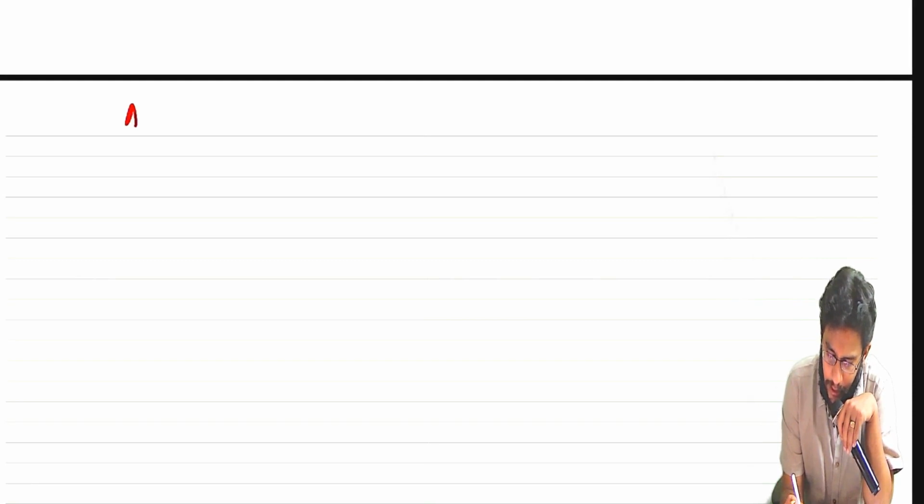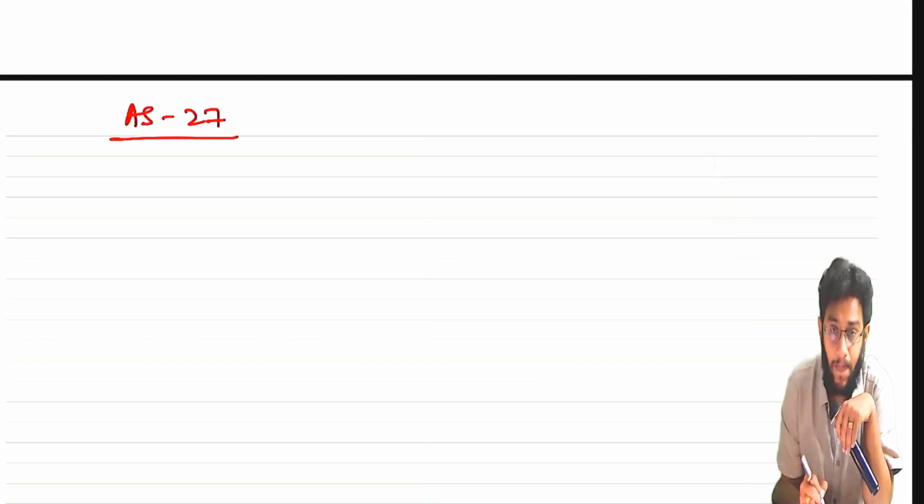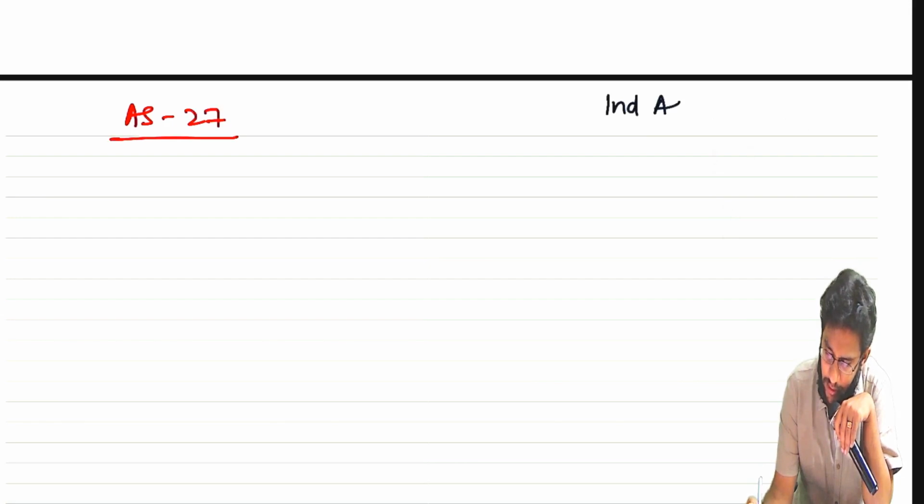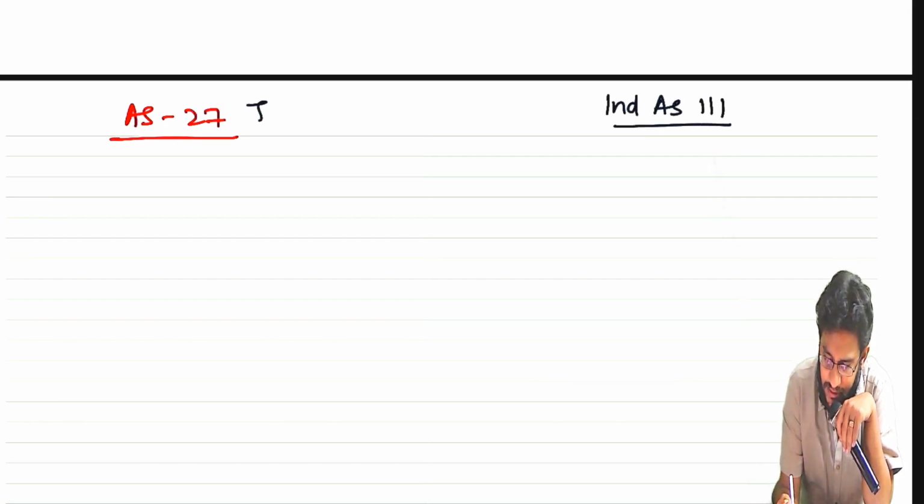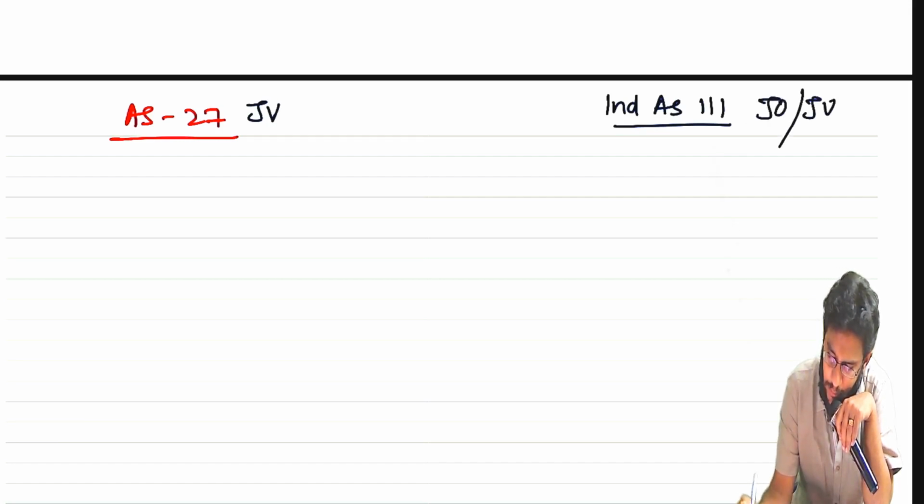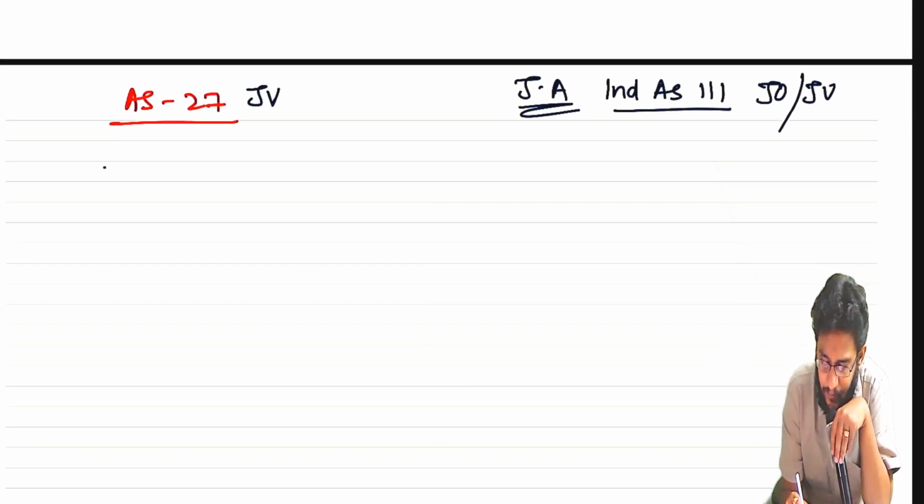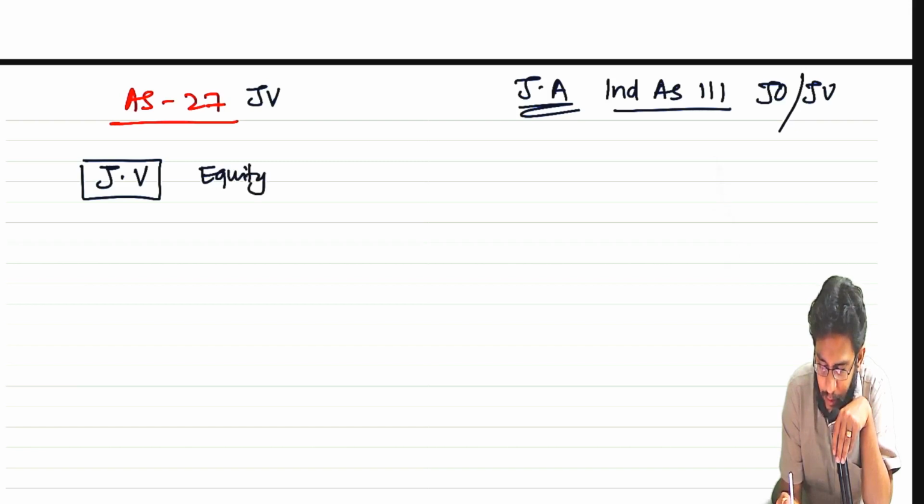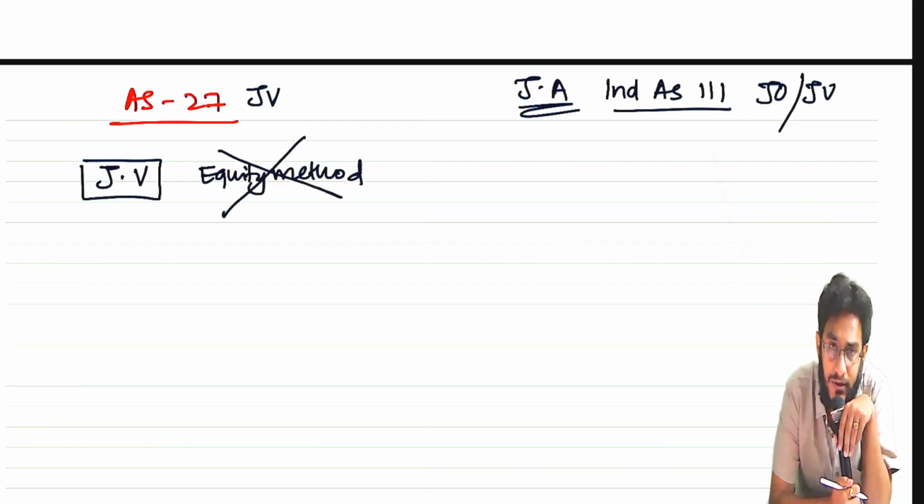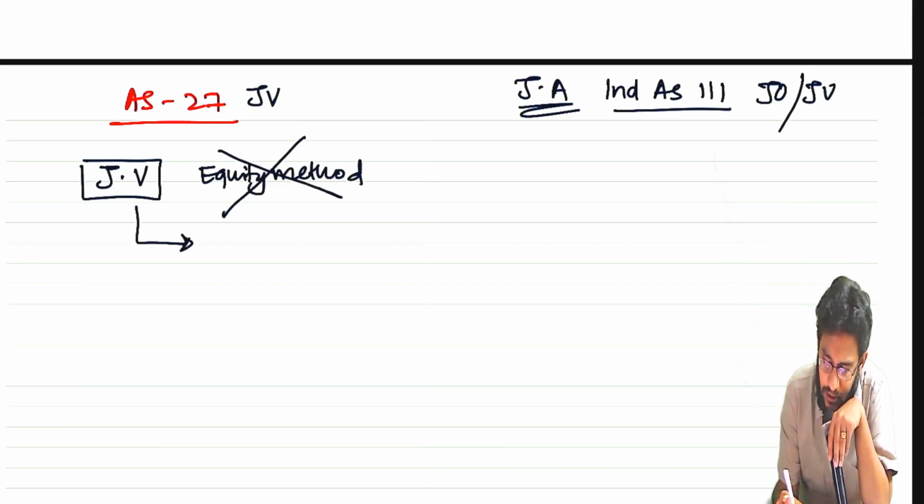I am talking about Accounting Standard 27, the older one. And then we have our Ind AS 111, which is joint arrangements. This also covers joint ventures; here both joint operations and joint ventures are covered. The standard name is joint arrangements. Now listen. Here in AS 27, for joint ventures, there is nothing called equity method. Equity method we used to do only for associates, not for joint ventures. For joint ventures, we have to do something called the proportionate consolidation method.